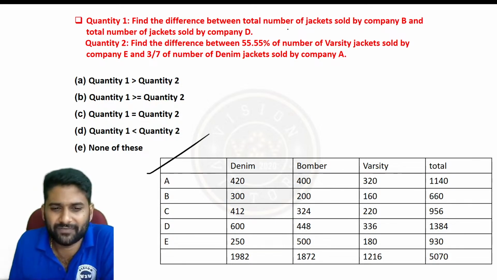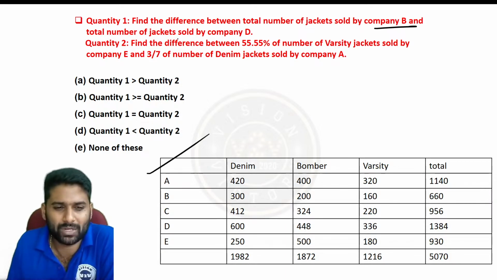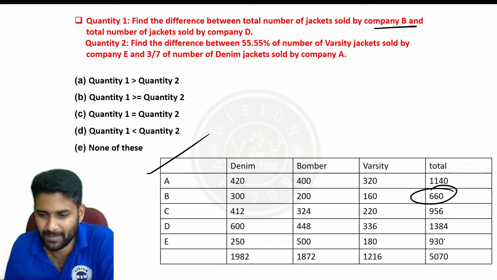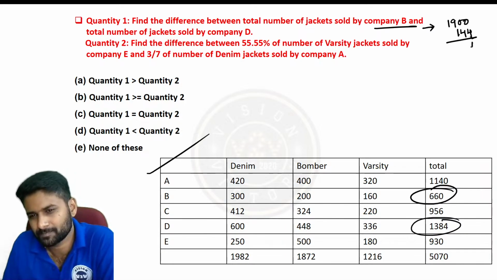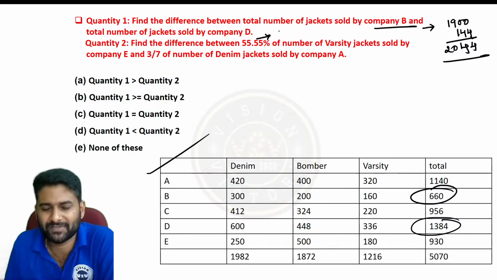Quantity 1. Find the difference between the total number of jackets sold by company B and the total number of jackets sold by company D. Total number of jackets, B and D. So here the value becomes 1900, 60 plus 84 is 144, so 2044.